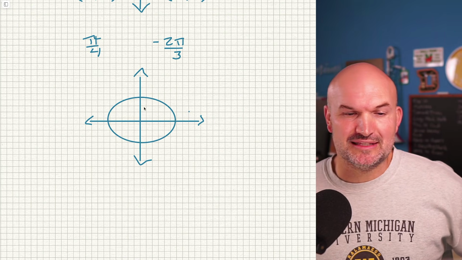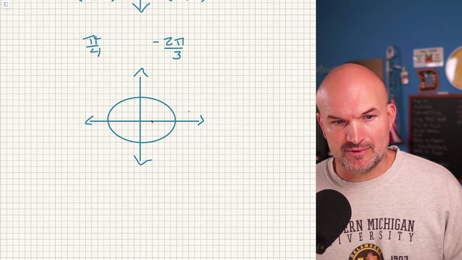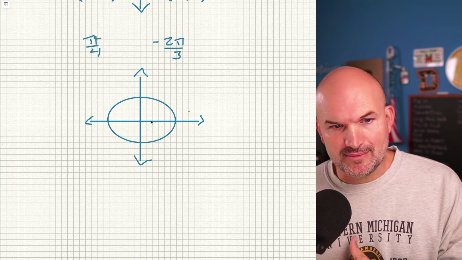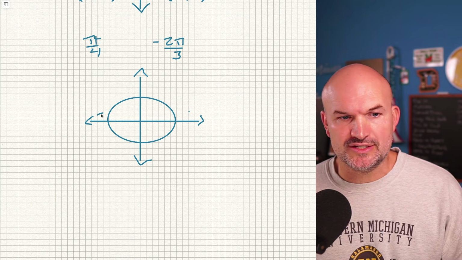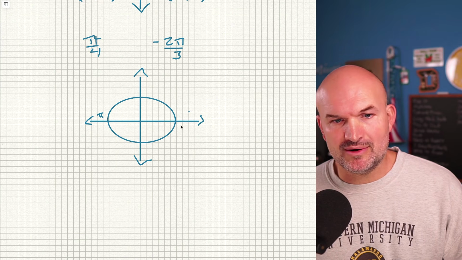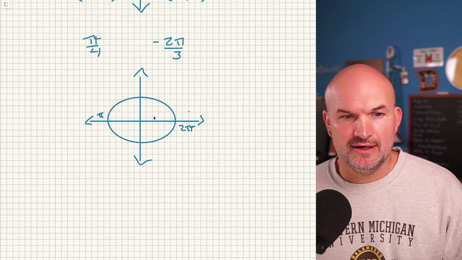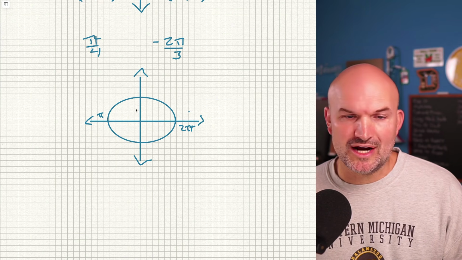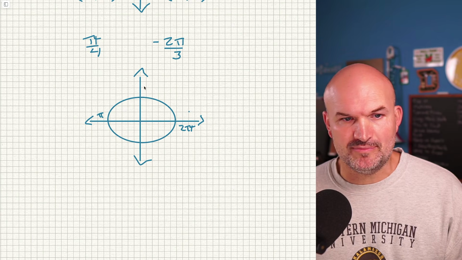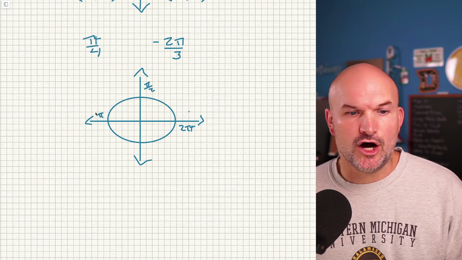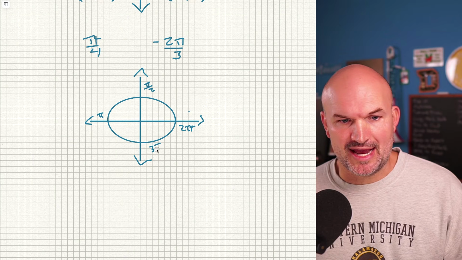So when we're dealing with the unit circle and we're talking about angles from there, we talk about the rotation of halfway around the circle being pi. All the way around the circle would be 2 pi. Half of our quadrant, or 90 degrees, would be an angle of pi halves. And three quarters of the way around the circle would be 3 pi halves.